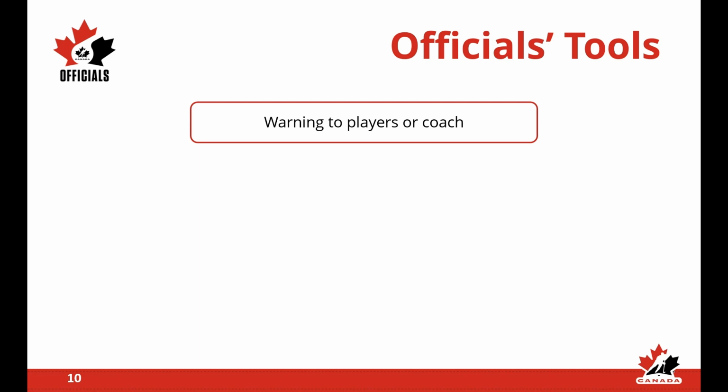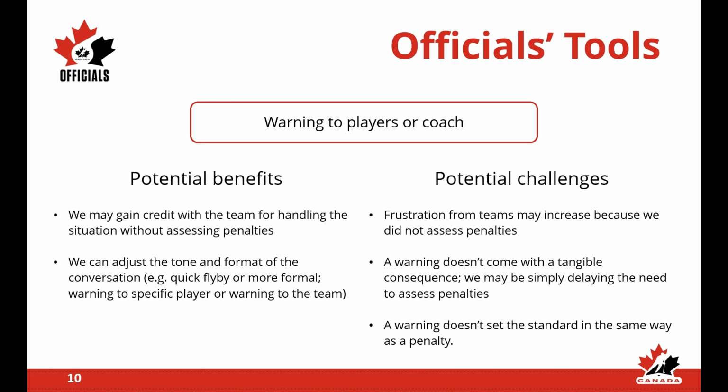So first, reviewing warning to players or coach. Some of the potential benefits: we may gain credit with the team for handling the situation without assessing penalties. We can adjust the tone and format of the conversation, so a quick flyby or something more formal and direct, warning to specific players or warning to the team. And what are some of the challenges if we're using that option of a warning? The first one may be frustration from teams may increase because we did not assess penalties. A warning doesn't come with a tangible consequence. We may simply be delaying the need to assess penalties. And a warning doesn't set the standard in the same way as a penalty.